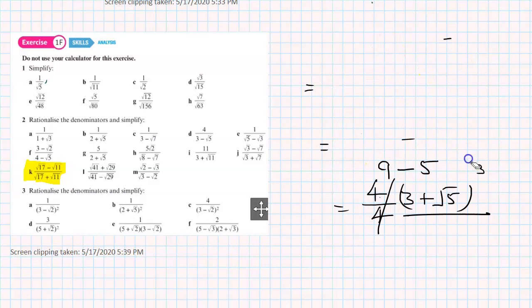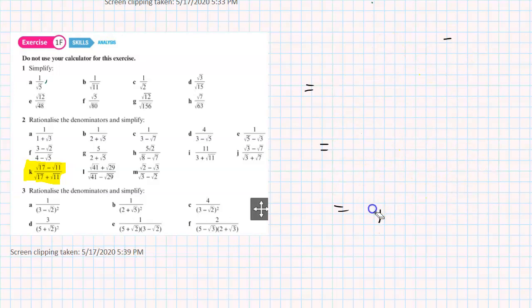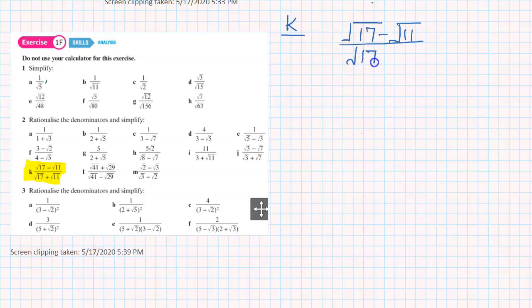So I'm doing question number 2, part K. Most of the time I will highlight the question which I am solving here. Root 17 minus root 11 over root 17 plus root 11, multiply by.